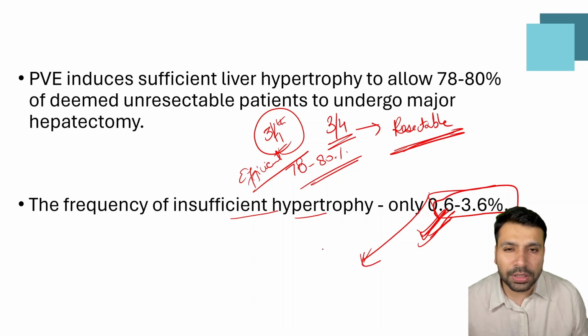We have only seen in a clinical setting very rare cases of insufficient hypertrophy, and most of them usually do that. But this is given in the literature, so the efficacy is not 100%. So we need to remember that in 0.6 to 3.6%, portal vein embolization does not result in sufficient hypertrophy.